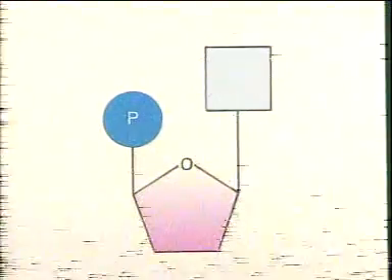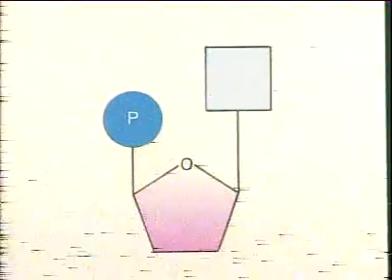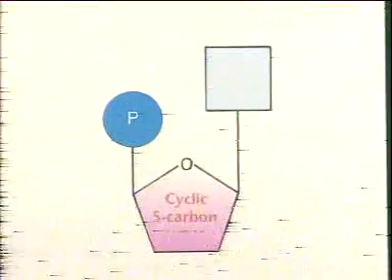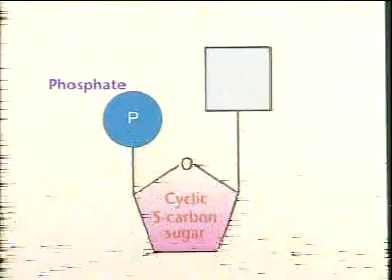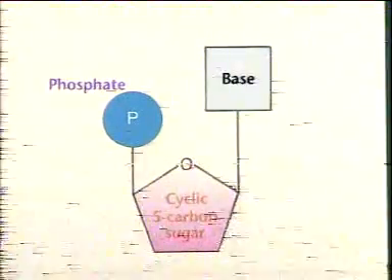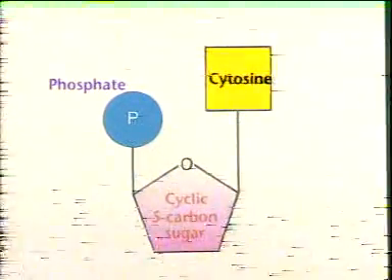Now, basically, there are two main types of nucleic acids: deoxyribonucleic acid, DNA, and ribonucleic acid, RNA. Now, deoxyribonucleic acid, or DNA as it's more commonly known, is a complex molecule composed of several repeating units called nucleotides. Each nucleotide is then further composed of three subunits: a cyclic 5-carbon sugar called deoxyribose, a phosphoric acid molecule, and any of the four nitrogen bases: adenine, guanine, cytosine, and thymine.